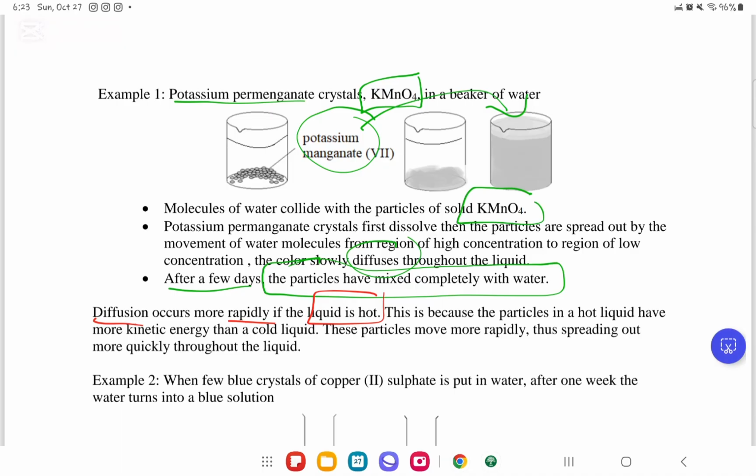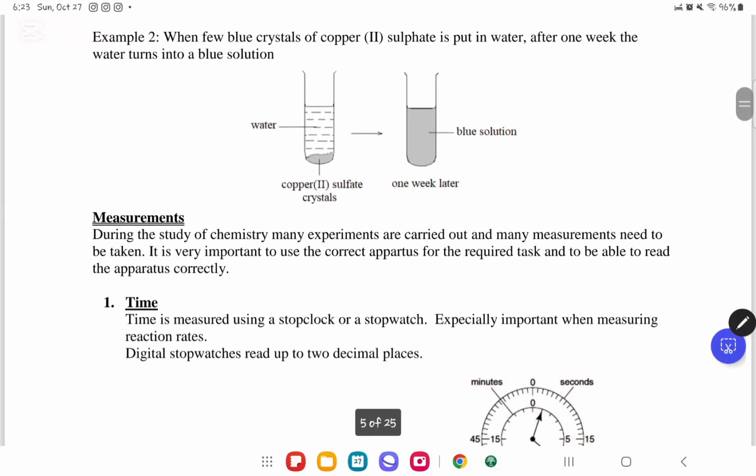So let's read what they said. This is because the particles in a hot liquid have more kinetic energy than a cold liquid. These particles move more rapidly, thus spreading out more quickly throughout the liquid. Okay, exactly as we said. Then they did example 2.